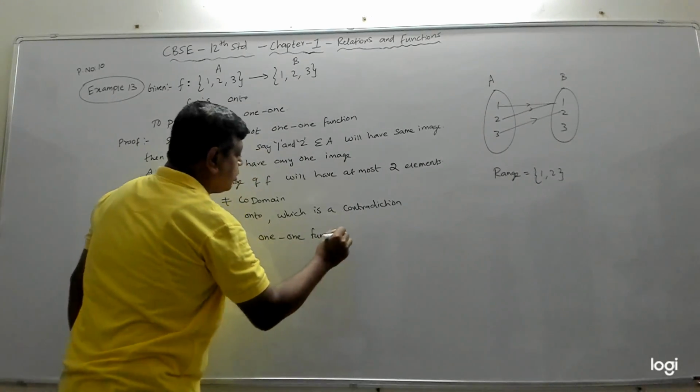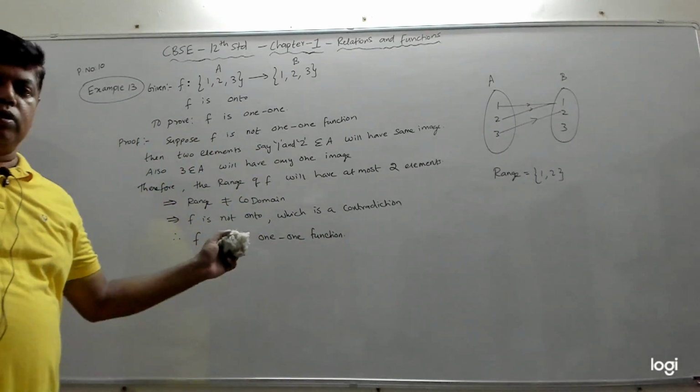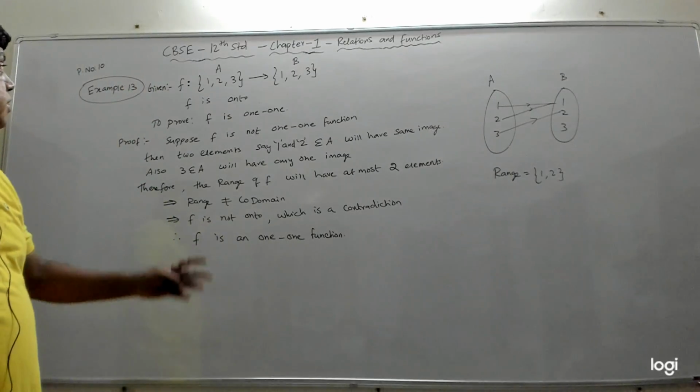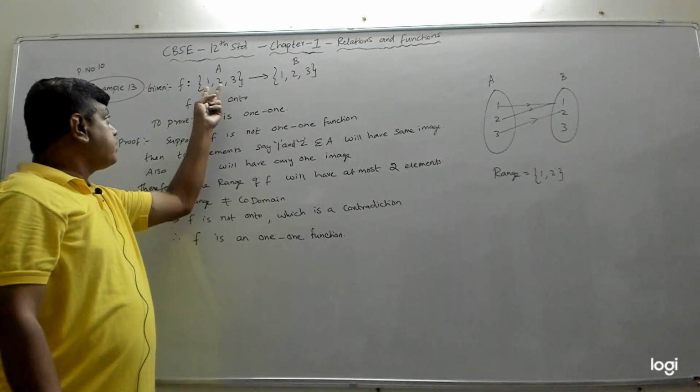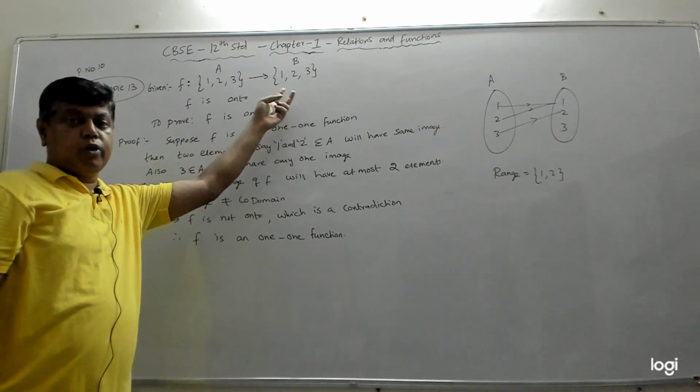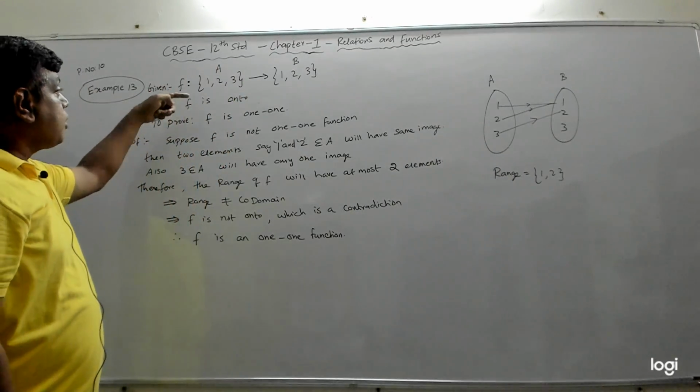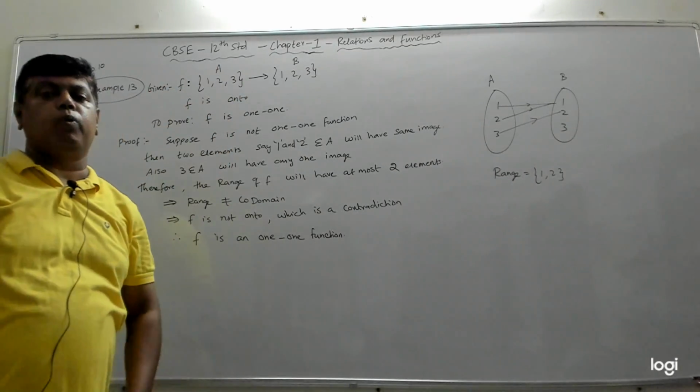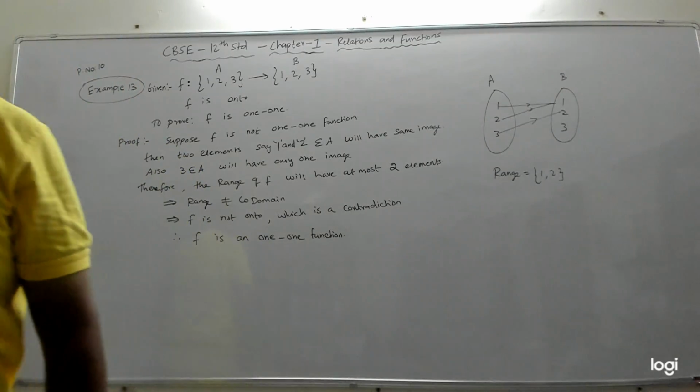F is a one-to-one function. So this is how we prove that if f is a function from the set {1, 2, 3} to the other set {1, 2, 3}, and if f is onto, then f must be one-to-one.